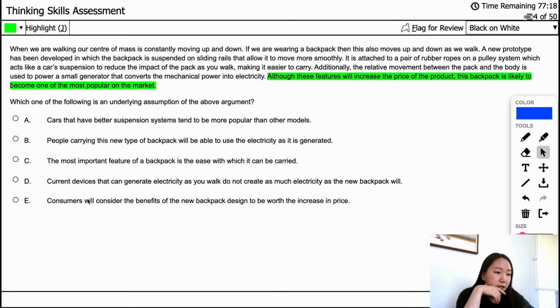And then consumers will consider the benefits of the new backpack design to be worth the increase in prices is quite obviously the only answer it could be. Sometimes you do get a question like this where it's just blatantly obvious, which it should be. And hopefully that is to you all as well.